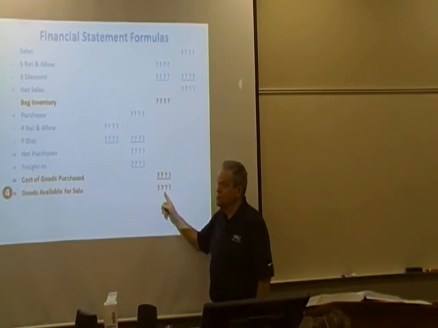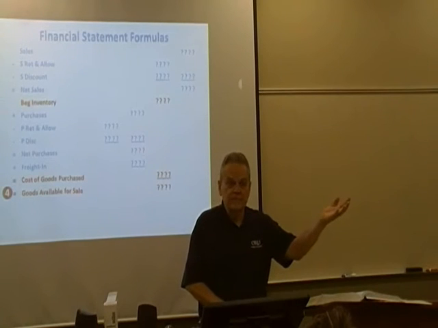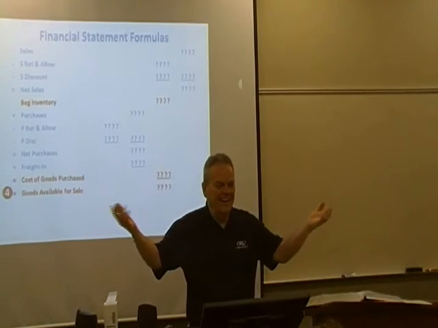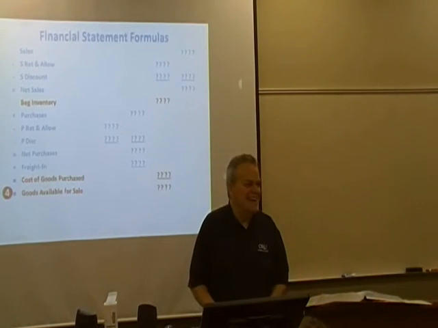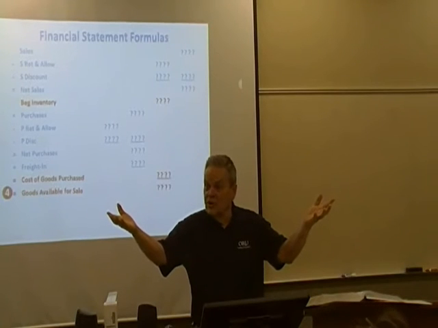Now, it seems to me only two things can happen to these goods. You either sold them or you didn't. Which is easier to count? What you have. What you didn't sell.